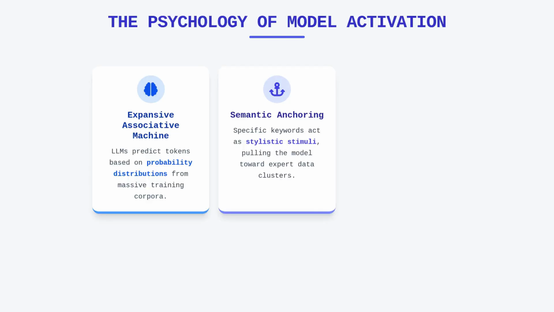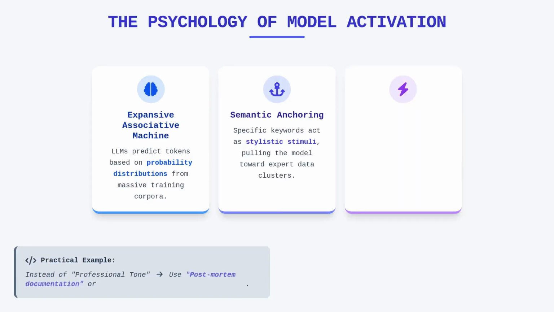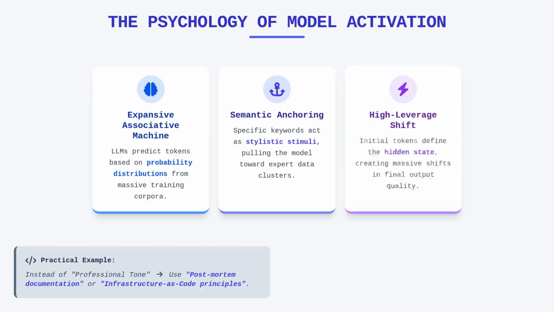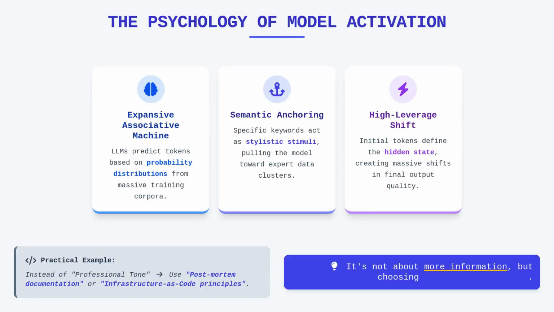If you want a technical report that sounds like it was written by a senior systems engineer, you don't just ask for a professional tone. You insert stylistic stimuli like post-mortem documentation or infrastructure as code principles. These terms act as anchors, pulling the model's trajectory towards specific training data clusters that contain the linguistic markers of that expertise. Small instructional changes applied early in the prompt lead to large output shifts because these initial tokens define the hidden state of the generation. It is not about adding more information, but rather about choosing the high-leverage tokens that define the boundaries of the output you seek.